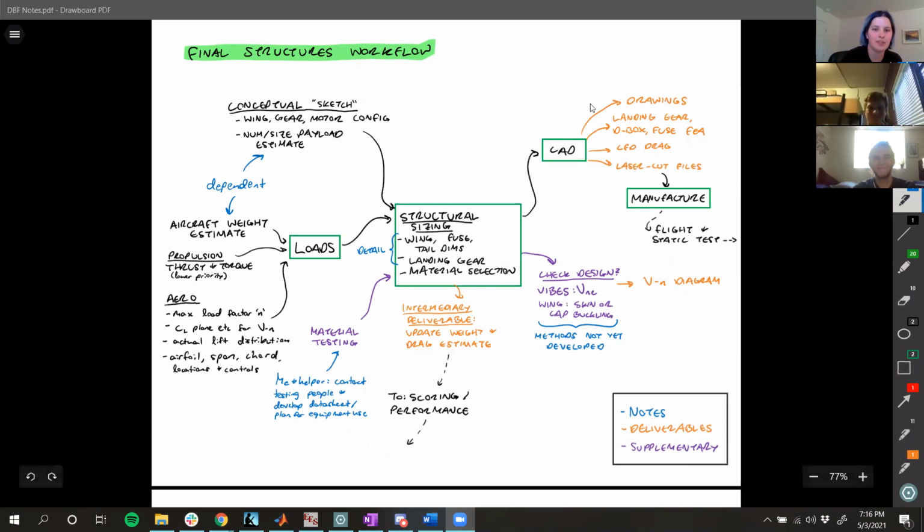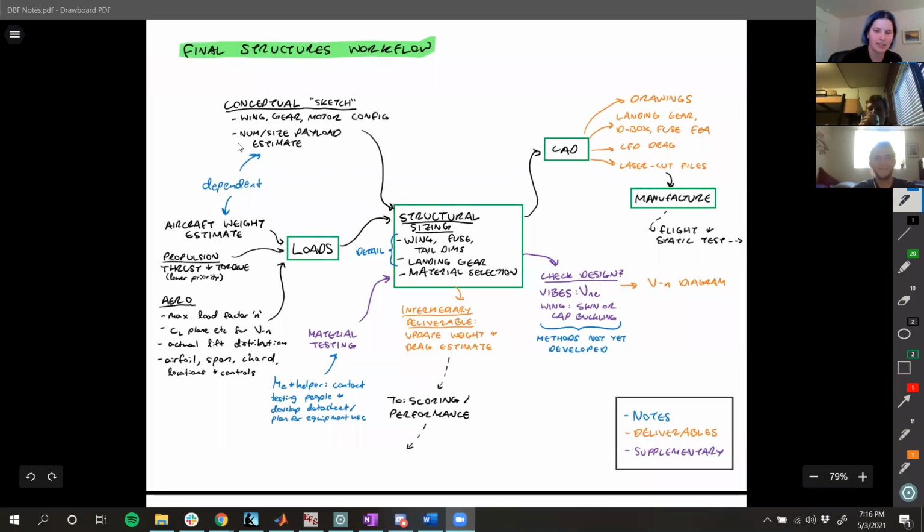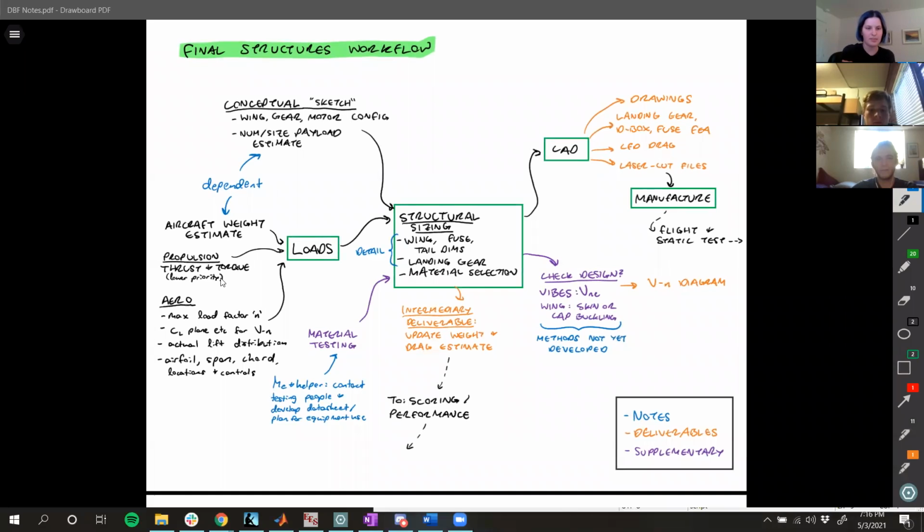Generally, as a structures workflow, we're going to be getting all of our inputs from performance and everybody else, what y'all have been doing. So performance is gonna get the loads from your weight estimate. Technically they're propulsive loads, but that's not super significant.